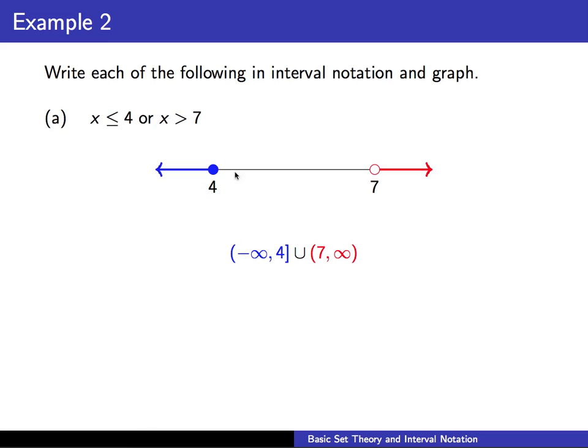So this first part here is in blue for less than or equal to 4, and this part here for greater than 7 is in red, which we have this interval here, and we just unite them when we're done. So just look at one at a time, and you should hopefully be okay.